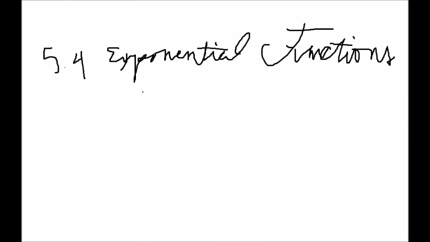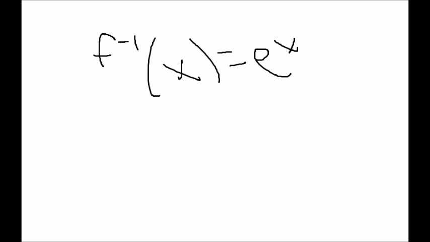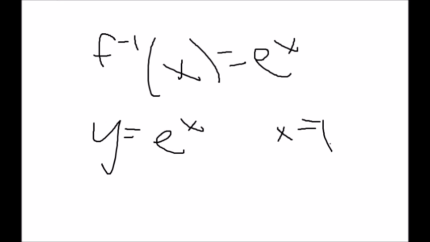Alright guys, today we're going to be learning about 5.4 in the textbook, which is exponential functions. First, we're going to learn about the natural exponential function. What the natural exponential function is, is the inverse of the natural log. So we can write the inverse is equal to e to the x, and y equals e to the x if and only if x equals the natural log of y.